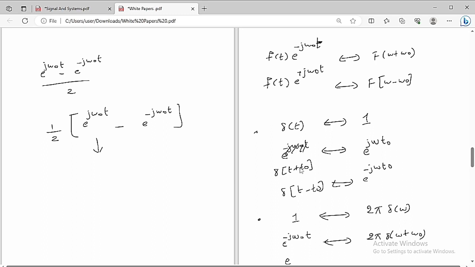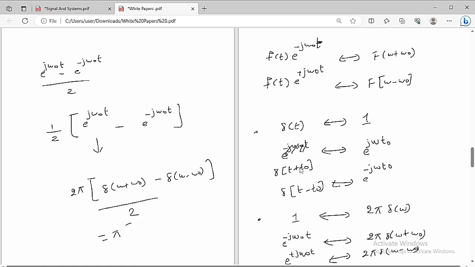Similarly, e to the power of plus j omega naught t has the Fourier transform 2 pi delta of omega minus omega naught. So substitute here. So for this Fourier transform, 2 pi common, it will become delta of omega plus omega naught minus delta of omega minus omega naught, divided by 2. So 2 cancels, we are going to get pi into delta of omega plus omega naught minus delta of omega minus omega naught. So this is what we have proved. So you have to remember these things.